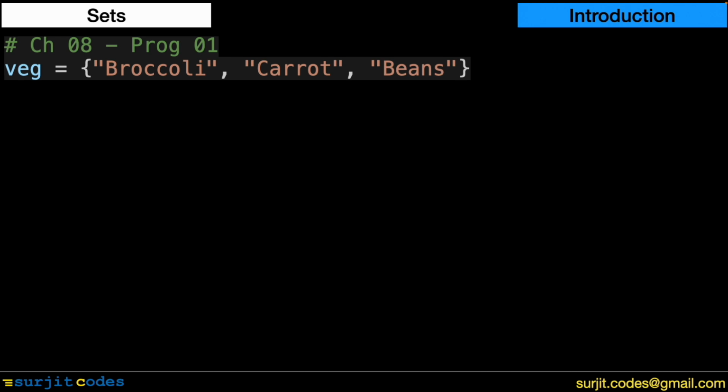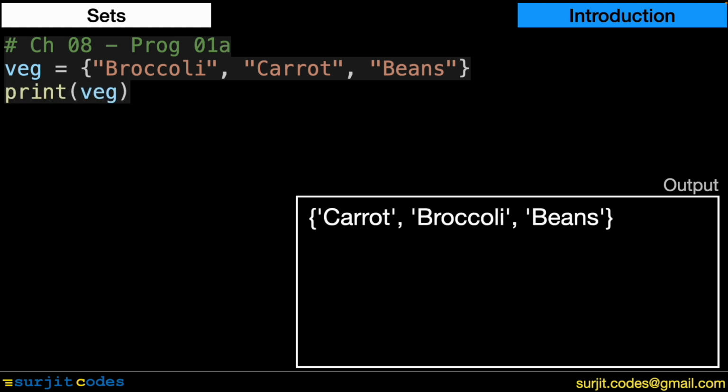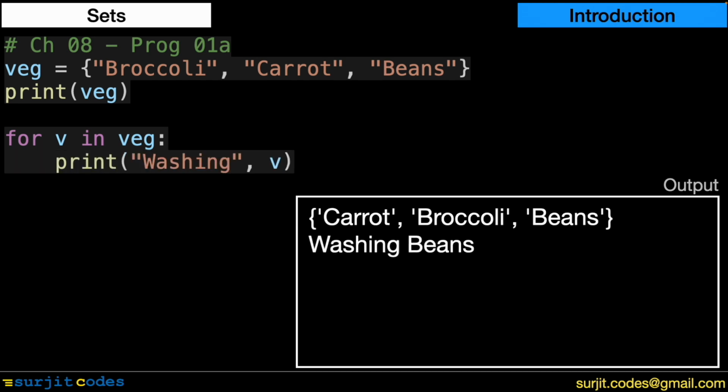The items of a set are written between braces. In this program, wedge is a set that has three items. Len of wedge is 3 and its type is set. Print wedge shows the three items, but the order of the items is often different in the output. Sets are iterable. We can process the items of a set one by one in a loop. However, once again, the order of vegetables is strangely different in various outputs.